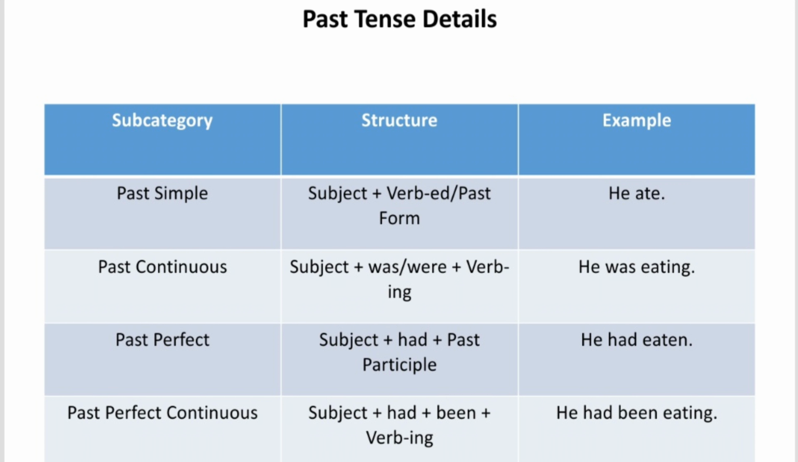Think of simple past like a storytelling mode. When we say, he ate an apple, we're telling something that happened and is done, just like reading a page from a history book.